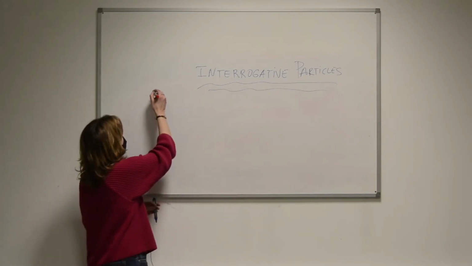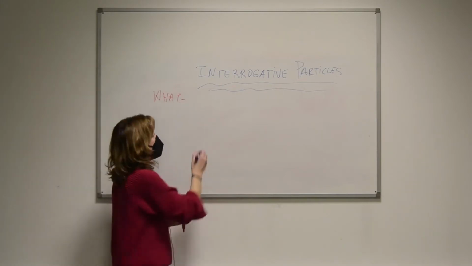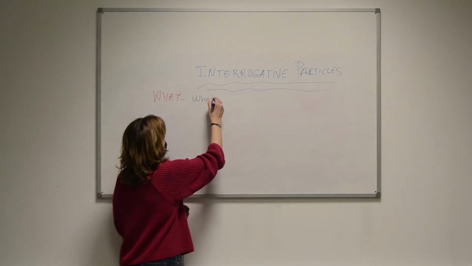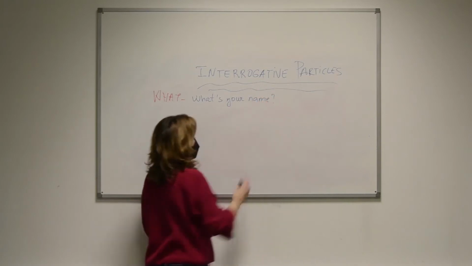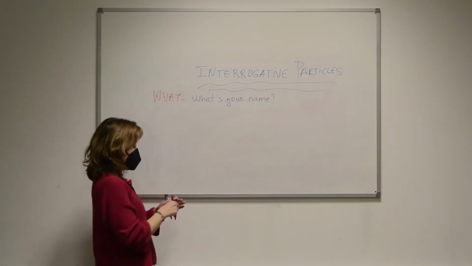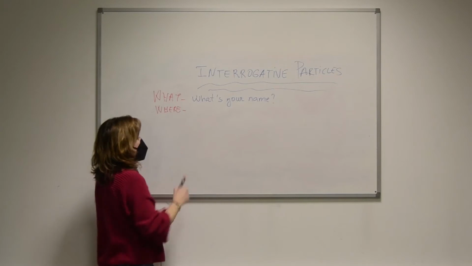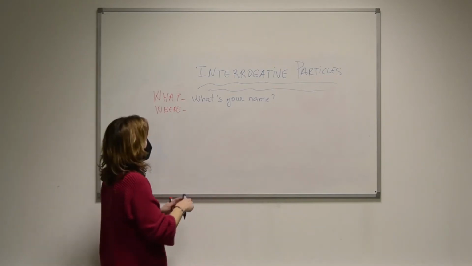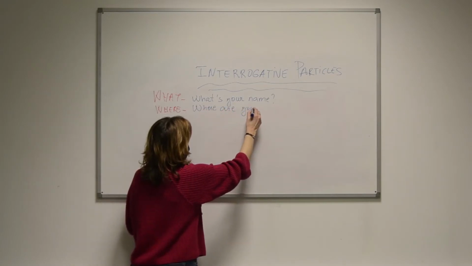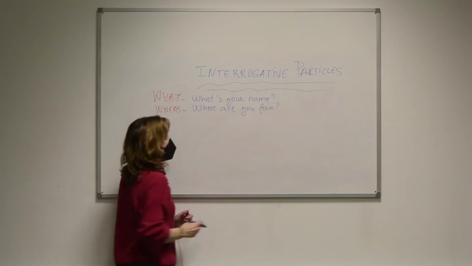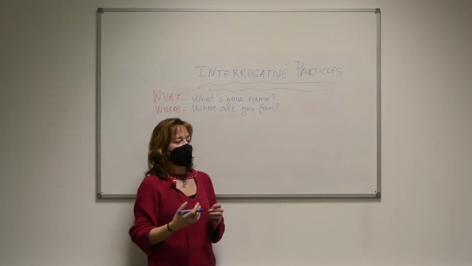For example, what? What means qué. What's your name? It usually refers to things. Where? It means questions about a place. For example, where are you from? When somebody asks you that, she or he wants to know the place you live or the place where you were born.